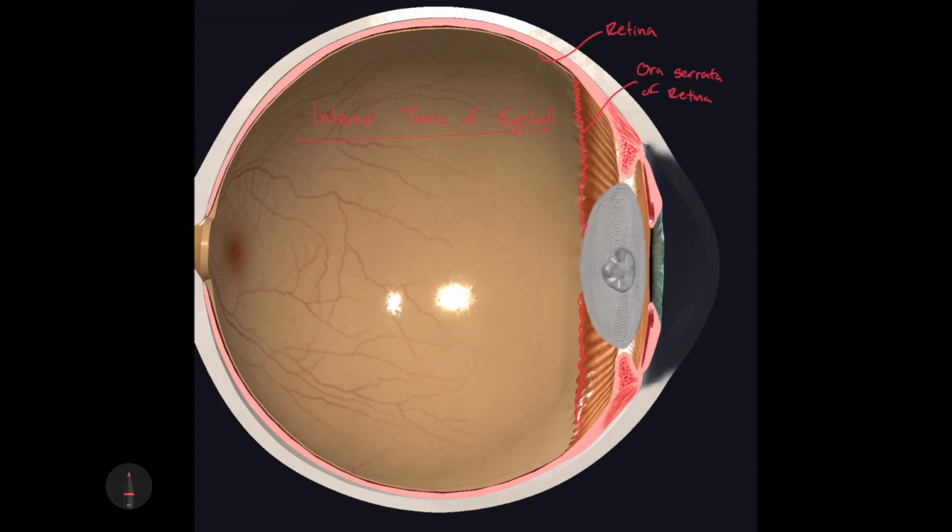Now if we look at the opposite side of the eyeball, more posteriorly, we can see this darkened portion right here. This is going to be called the macula lutea of the retina. At the center of the macula lutea of the retina, we have another landmark, this little depression down here. This is called the fovea centralis of the retina.